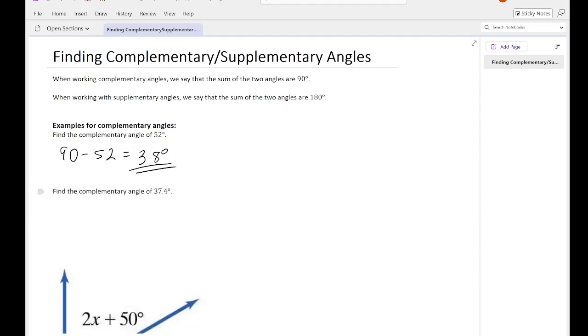So let's do it again. Find the complementary angle of 37.4 degrees. Even though it's a decimal, we treat it the same way. We're going to take 90 and subtract 37.4 from it to get our complementary angle. All we do is the arithmetic, and that's going to give us 52.6 degrees. Whether it's a whole number or a decimal, you treat it the exact same way for complementary angles.